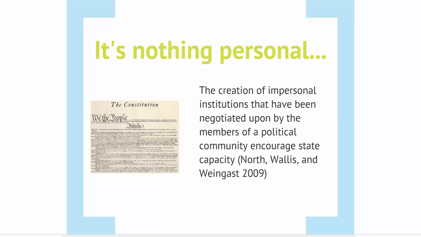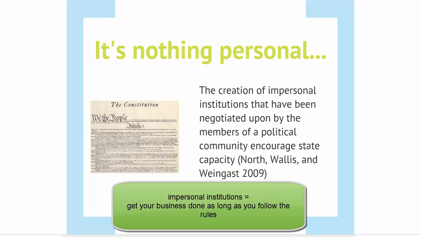Another way to think of this is from the perspective of just a normal person trying to get their business with the state done. So imagine that you're going to the BMV because you want to get your driver's license renewed. Well, if the state's institutions are impersonal, that means that what matters for actually getting it renewed is that you show up when the office is open, that you have the correct forms filled out, the correct fees, and you don't have any sort of outstanding warrant on your head or something ridiculous like that.